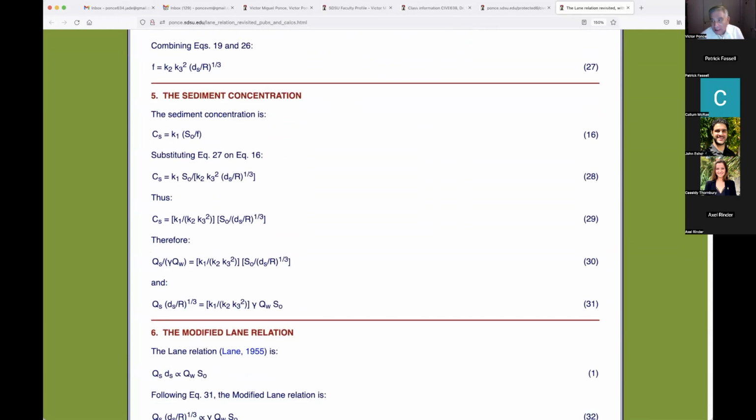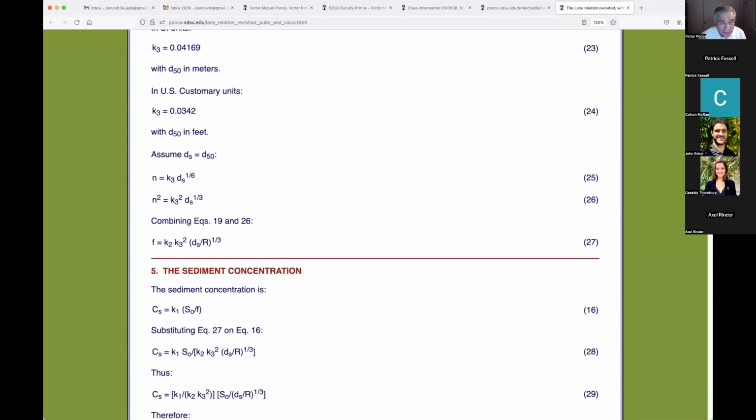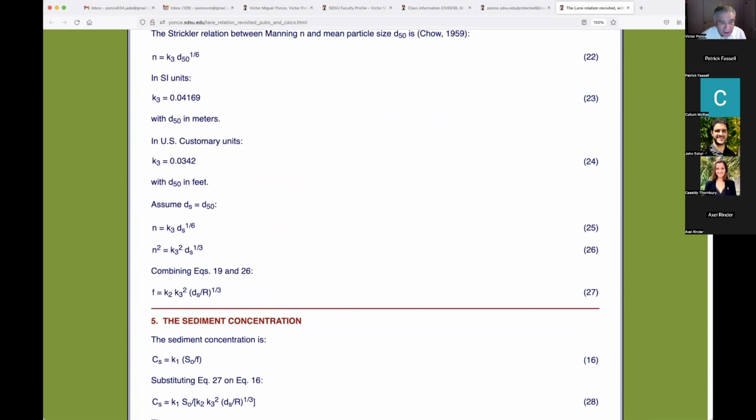I did stress last time we covered this that this is algebra. As long as we understand the mechanics, the friction, the sediment transport, and the Strickler relation. What Strickler did is he tied the size to the friction, but he used Manning for whatever reason. It's interesting that he used Manning.